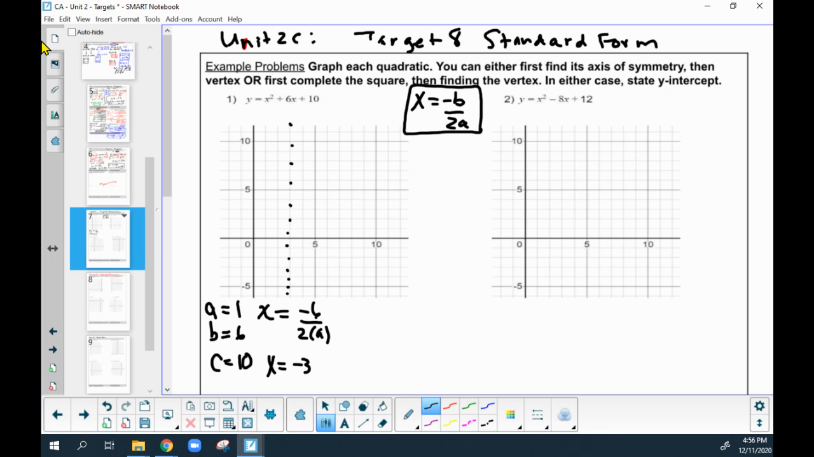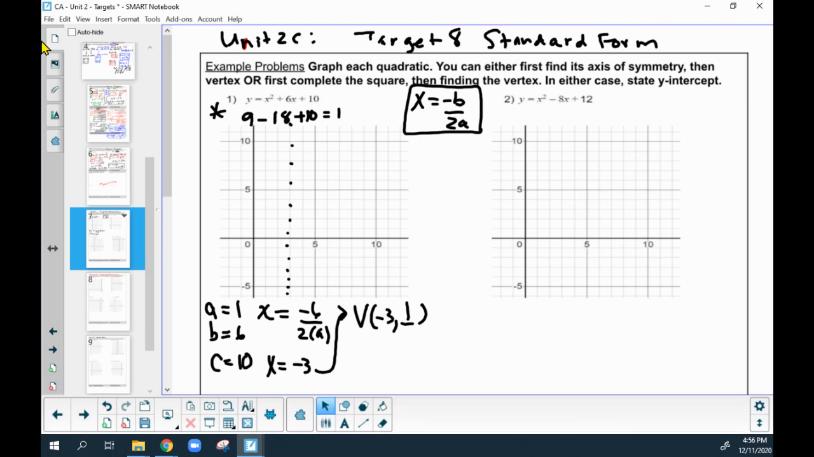Now, I need, obviously, to find a point. So in order to get that point, I'm going to substitute this -3 back into the original problem. It's going to end up giving me a vertex of -3 comma something. So let's put it in there. -3 squared is 9 minus 18 plus 10. That's going to give me 10 and 9 is 18. That looks like it's going to be 1. So I can now take that point -3, 1, and put a dot there for my vertex and realize that that's the start of my graph.